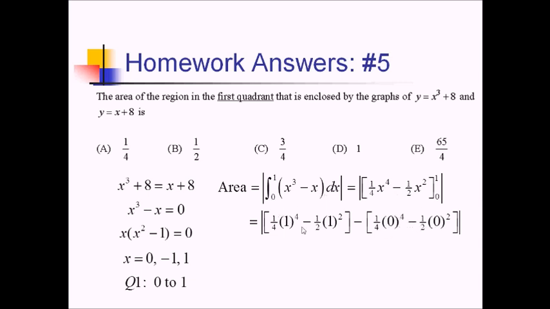This first piece is really all that's going to matter then. This will be 1/4 minus 1/2, and that's negative 1/4. It's really 2/4, or actually 1/4 minus 2/4. But the absolute value of negative 1/4 is just positive 1/4, and that ends up giving us answer choice A.